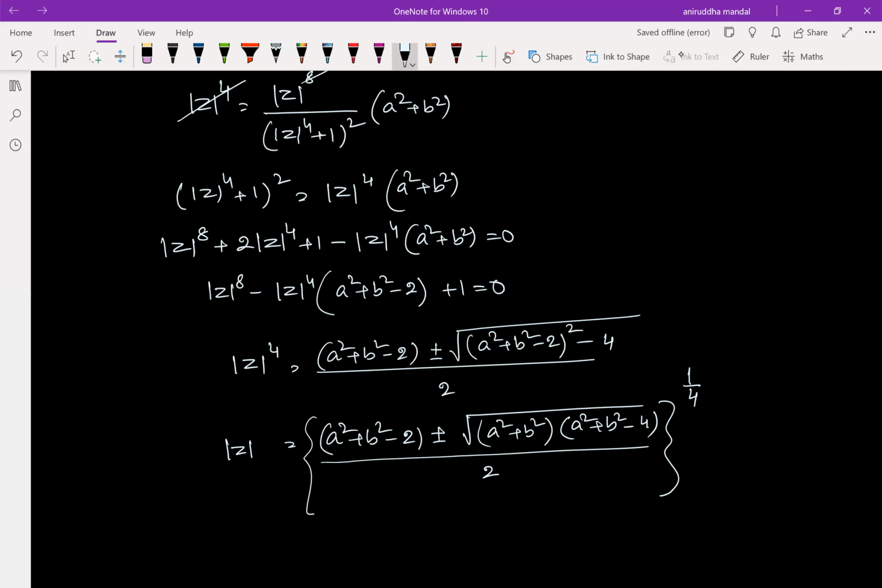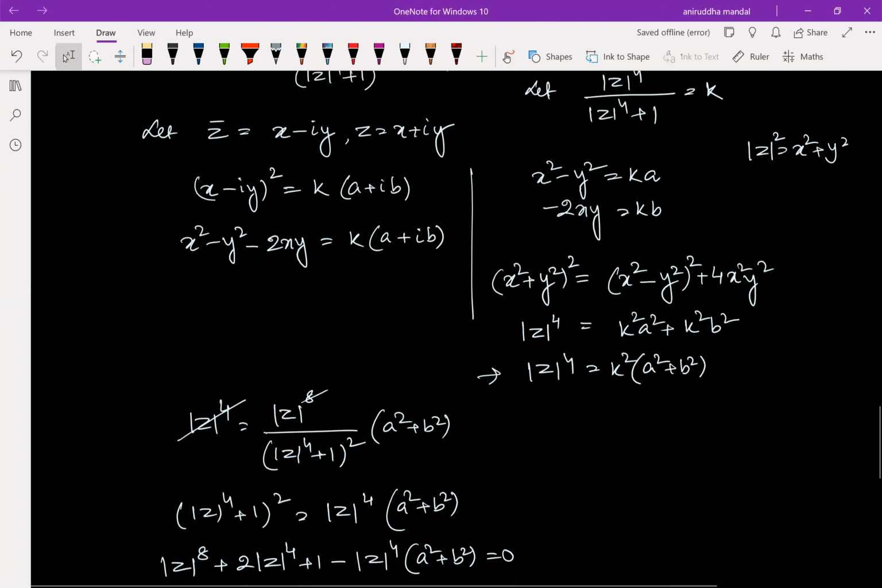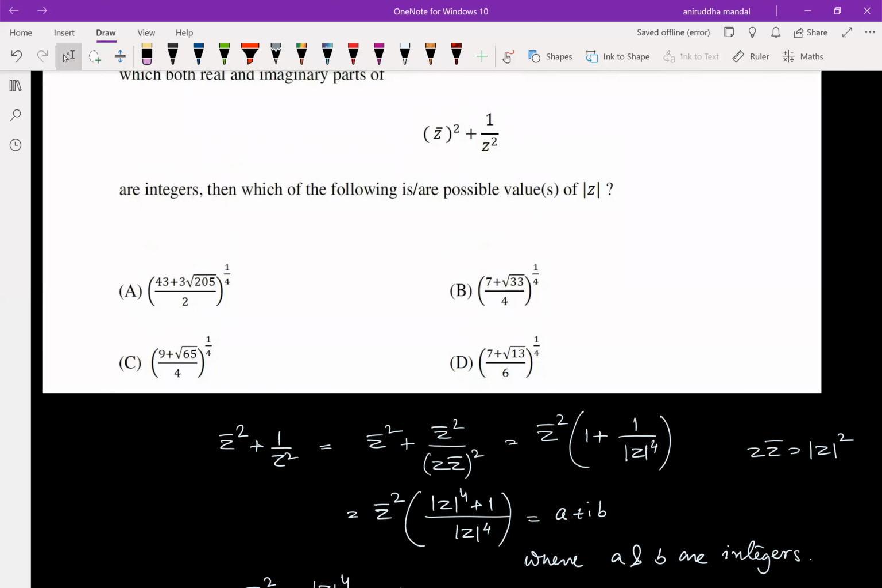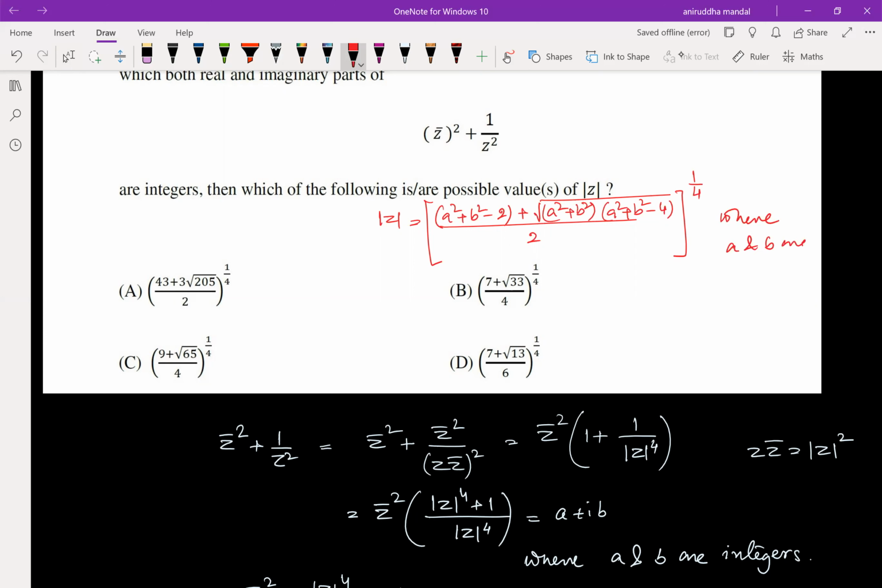Now we have to check with the options. So let me write this expression here. We have found our mod z value. Let's say mod z equals a square plus b square minus 2, and here all options are positive, so we take the positive value only. So a square plus b square, and a square plus b square minus 4, divided by 2, this whole to the power 1 by 4, where a and b are integers. Now check with the options.